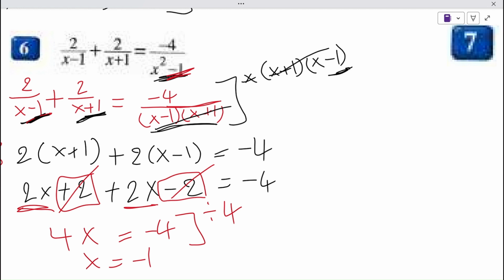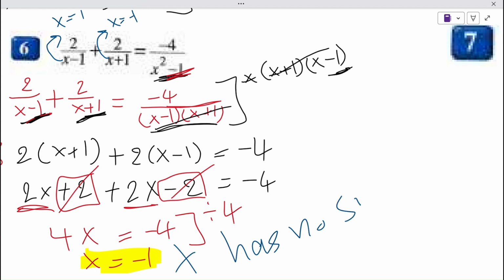Our denominator. Let's find out this number, which makes the denominator 0. In this fraction, if we have 1, x is equal to 1. This makes the denominator 0. In this fraction, if we have x equal to minus 1. So our solution is minus 1. So this is not our solution. This is wrong. So this equation has no solution. Okay. In this equation, we don't have a solution.